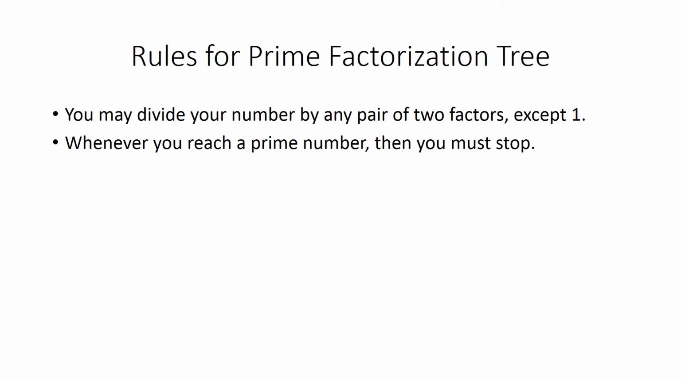Now, a few rules for the prime factorization tree. You may divide your number by any pair of two factors except 1. No matter what, do not divide by 1. Whenever you reach a prime number, then you must stop.